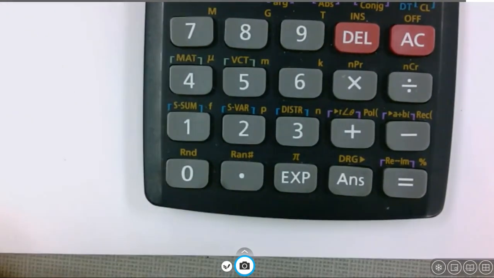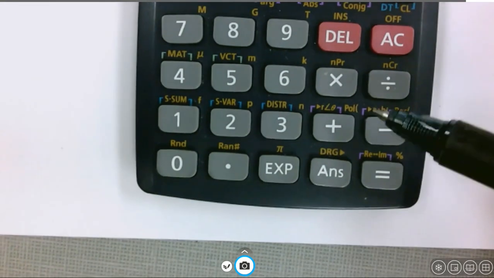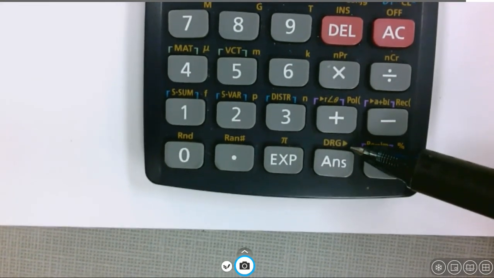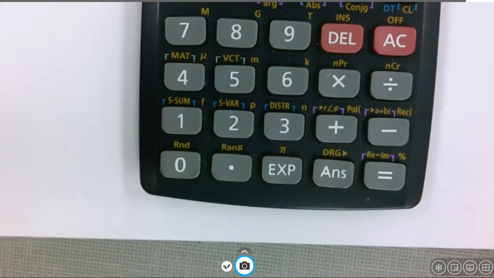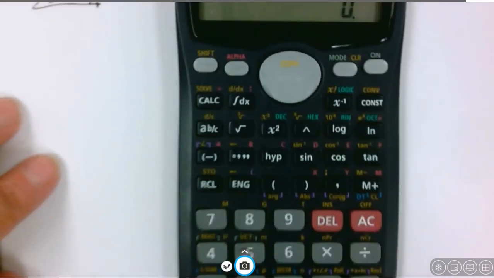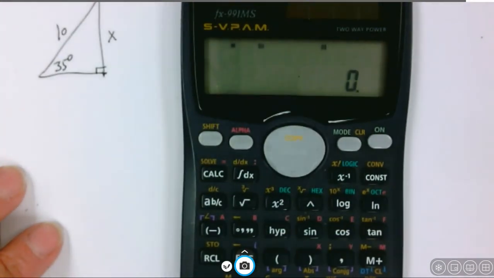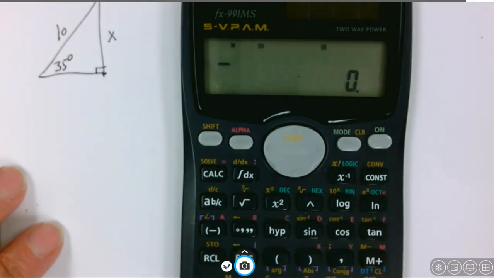On my calculator, I have a button that's DRG. DRG is above my answer. It'll be different on your calculator, so please try and find it. DRG lets you switch between degrees, radians, and grads. So that's how you switch to the correct mode. If you don't have a DRG button, then play around with your modes and try to find degree mode.